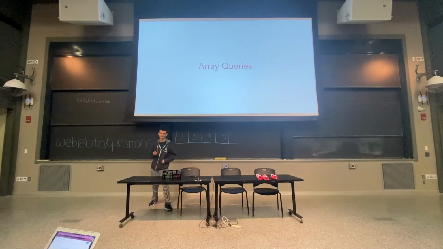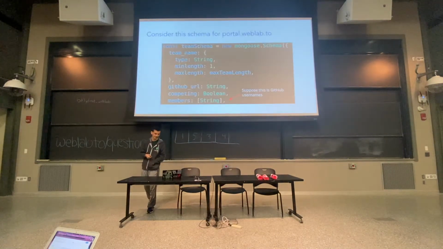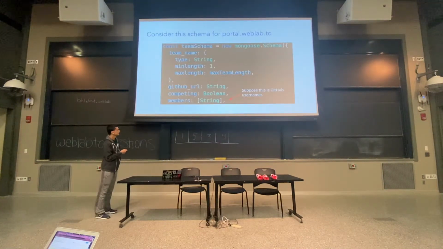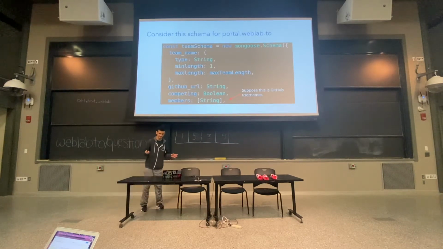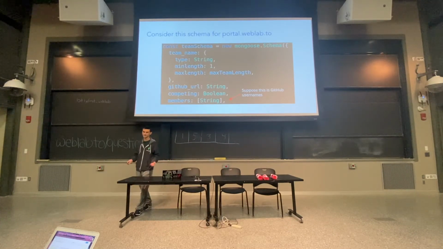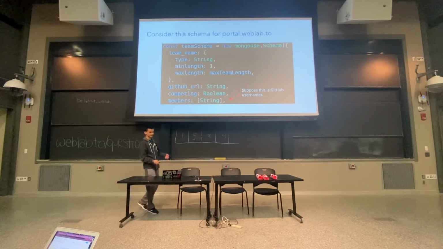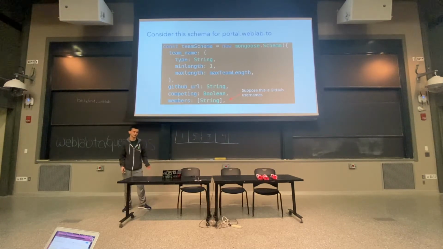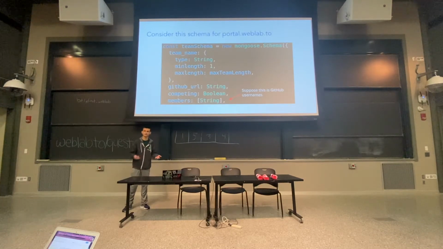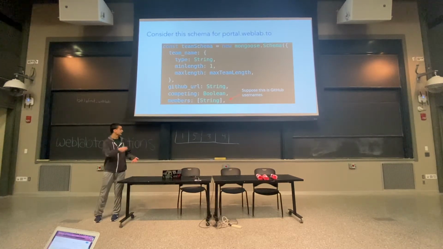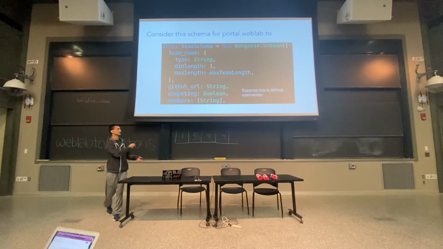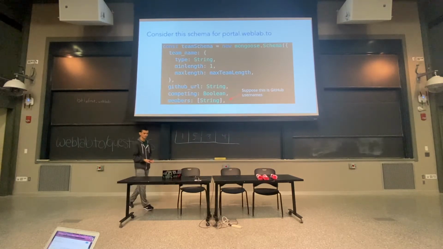So next is dealing with arrays. We haven't really done this much, but you can have something like an array. So here's a simplified version that is similar to the team schema that we're using on the submission portal. For every team, we have to store stuff like a team name, their GitHub URL, whether they're competing or not, and a list of their members. Suppose that this field is just an array of GitHub usernames.